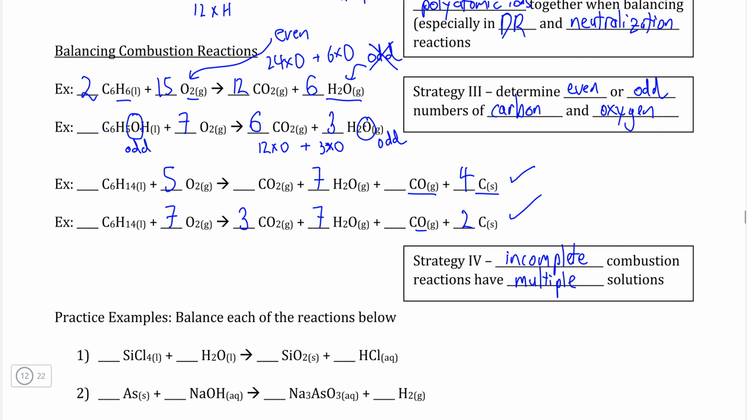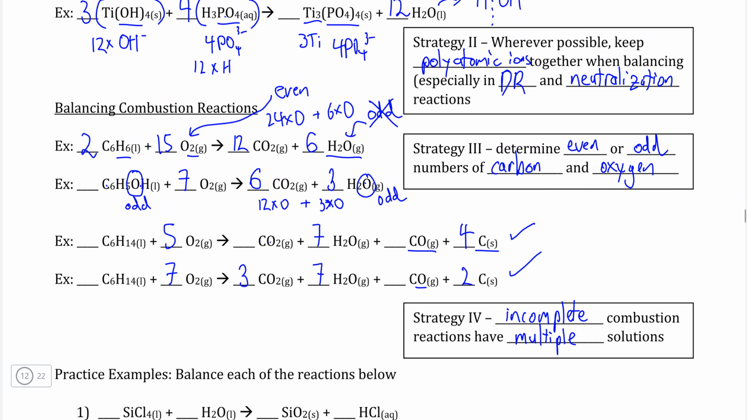And this, once again, is because carbon and oxygen occur in multiple locations in an incomplete combustion reaction. There are actually multiple ways to balance these, which technically makes it easier as we have a little bit more freedom than what is required in order to balance a complete combustion reaction.